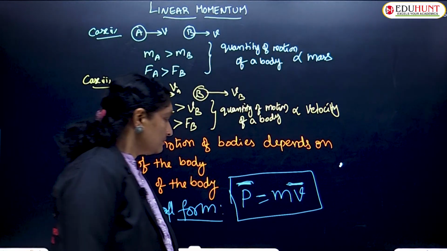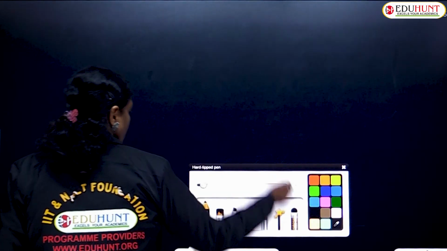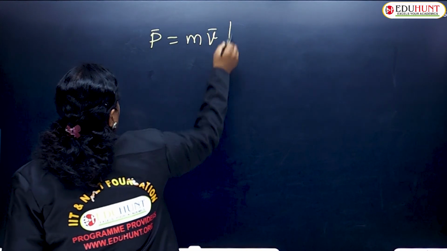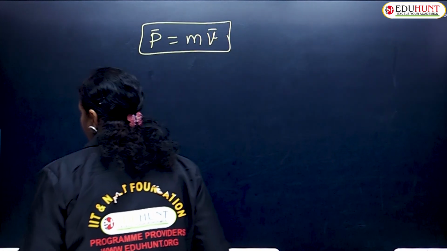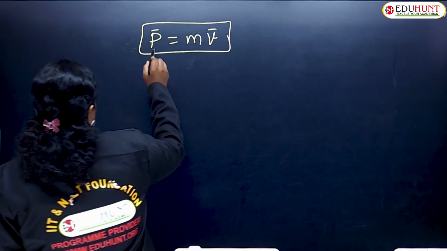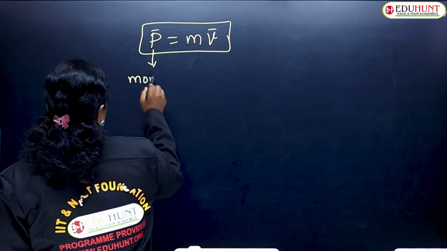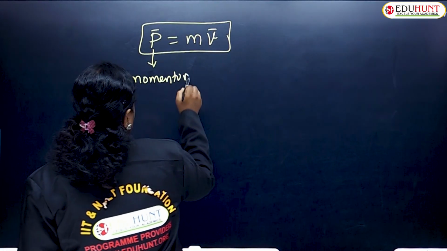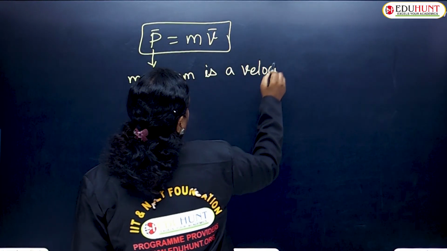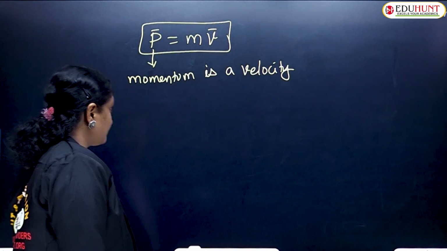Okay, children, moving ahead, let me write it once again. p bar equals mv is the mathematical form of linear momentum of a body. Always remember that momentum p is a vector quantity. Momentum is also a vector quantity, that means it has both magnitude as well as direction.